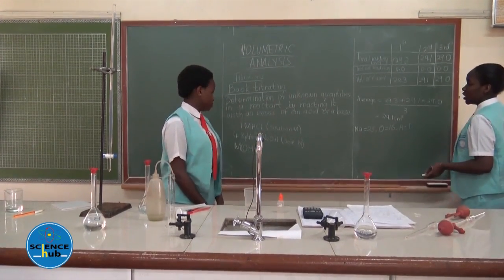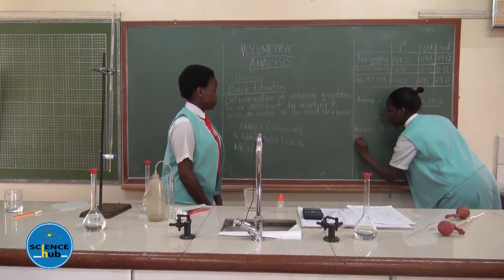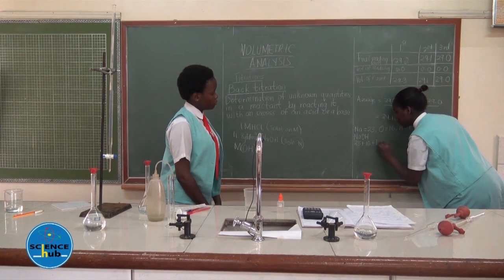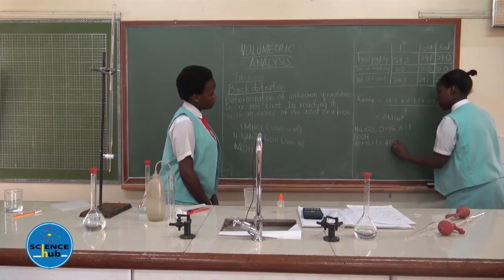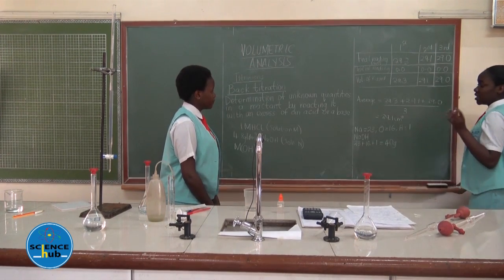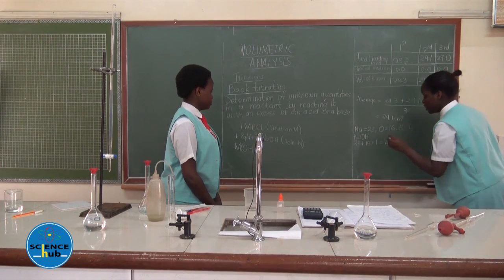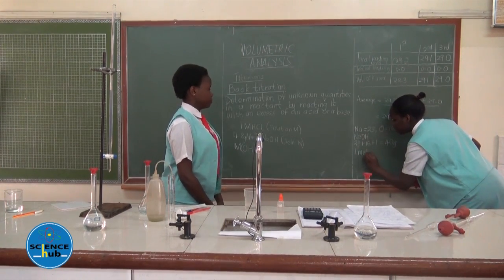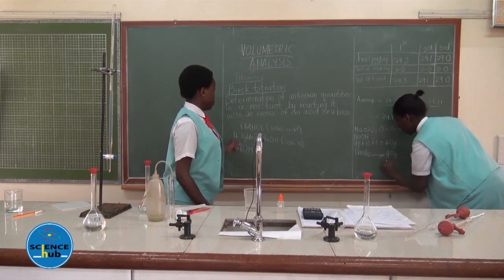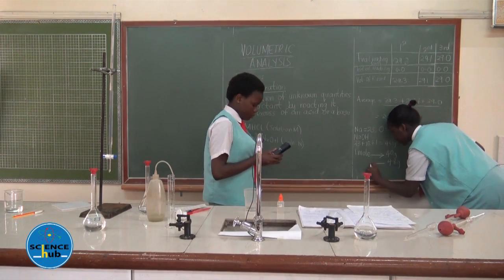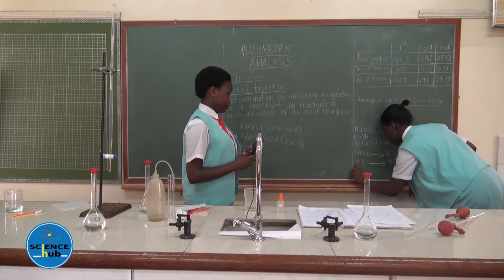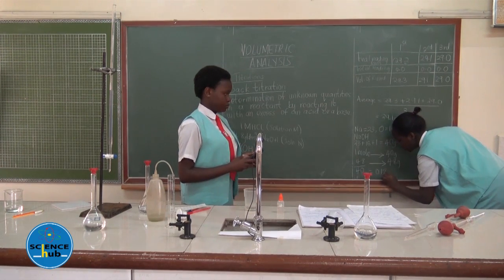And first, we have to get the relative molecular mass of sodium hydroxide. So sodium hydroxide, the relative molecular mass is 23 plus 16 for oxygen plus 1, which is equal to 40 grams. This is the relative molecular mass for sodium hydroxide. Then we are given that there are 4.8 grams per decimeter cubed in the sodium hydroxide. So we'll say 1 mole is 40 grams. What about 4.8? Moles per liter.